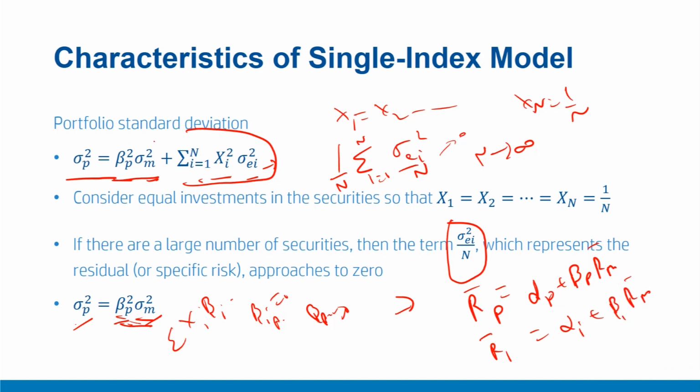We also saw that the risk of a portfolio, the standard deviation, has two components, and if the portfolio is well diversified, the idiosyncratic component becomes zero, and the only component of risk that matters is the non-diversifiable risk, which depends on the market risk and the sensitivity of individual securities that contribute to beta p, or the sensitivity of the portfolio to the market risk.